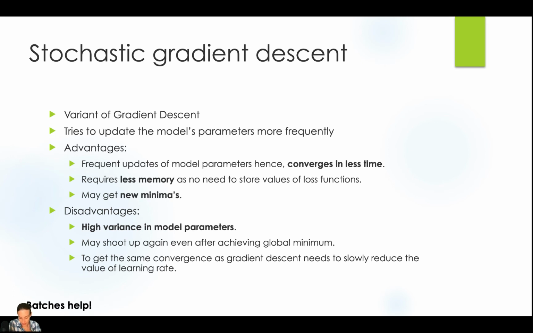So it's a variant of gradient descent whereby we use a batch instead of the whole data set. It tries to update the model's parameters much more frequently. So it doesn't go through the entire data set, but it splits the data set up in batches. So it can actually converge in less time because it updates these parameters quicker. It requires less memory because we only need to store the batch in memory, not the entire data set. And it may get to new minima.